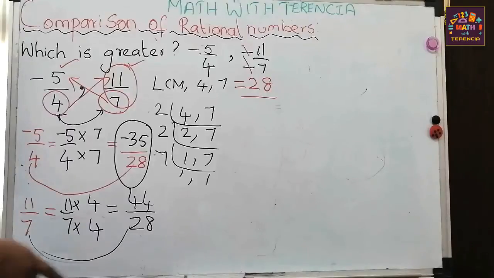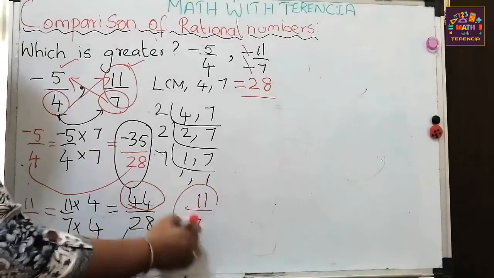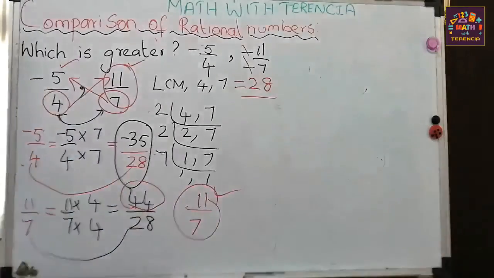So now I have got two different numbers: minus 35 by 28 and 44 by 28. So you can say which is bigger. 44 by 28, that is 11 by 7, is the biggest one, is the right answer.